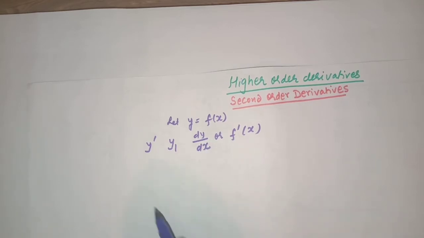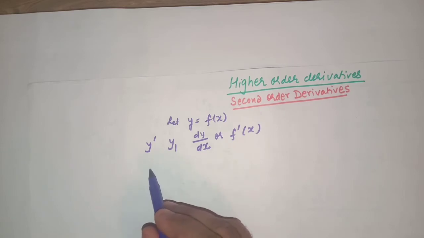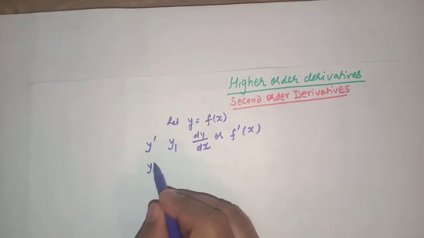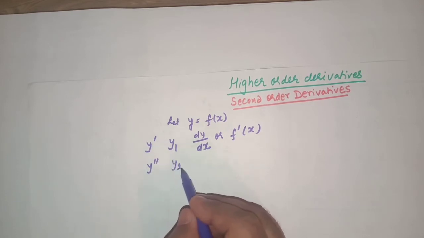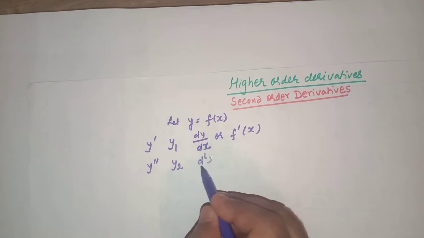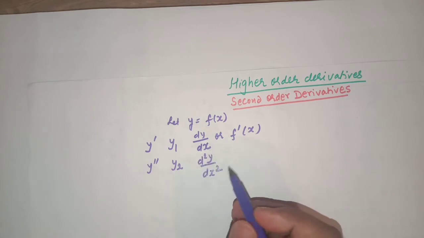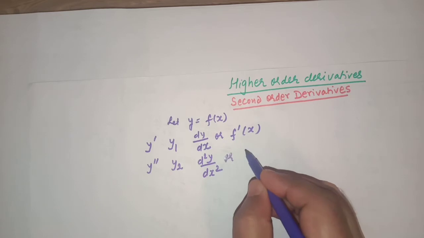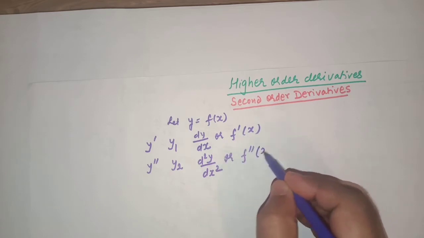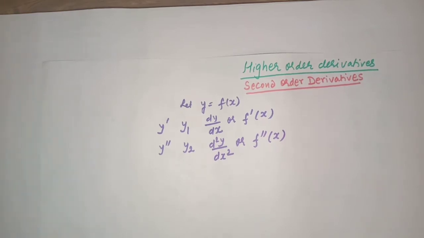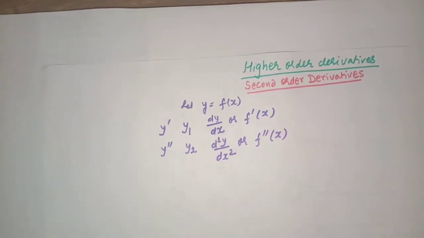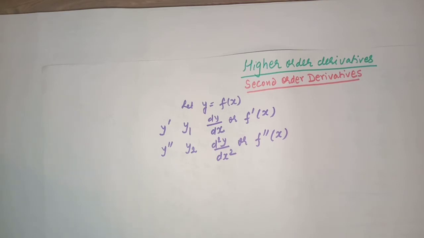Now the second derivative or the second order derivative can be represented by y double prime, y2, d2y over dx2 or f double prime. Clear? So let us take the second order derivatives of some functions. Clear?